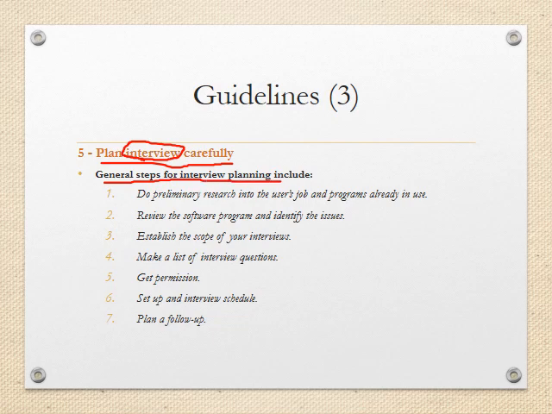These steps include: first, do preliminary research into the user's job and programs already in use. We need to know what kind of job the user performs and what kind of program he is already using. Second thing, review the software program and identify the issues. What kind of complex issues need to be explained.